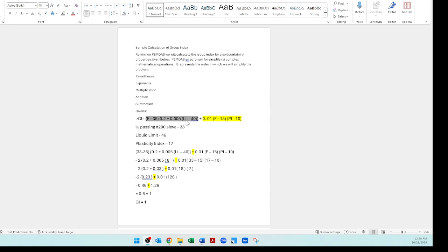This F right here stands for the percent of fines passing the number 200 sieve, and that's going to vary. In our particular case, it's given under our givens. 33% passes the number 200 sieve. So 33 would go right there where that F is. And look, I've already done that because I didn't want to spend a lot of time erasing in this. I went ahead and did that.